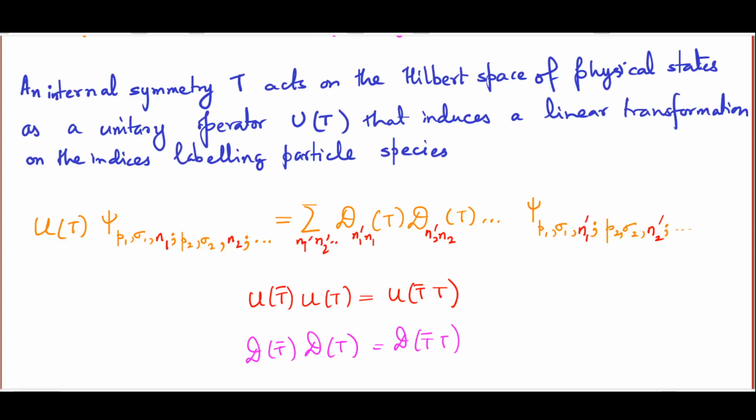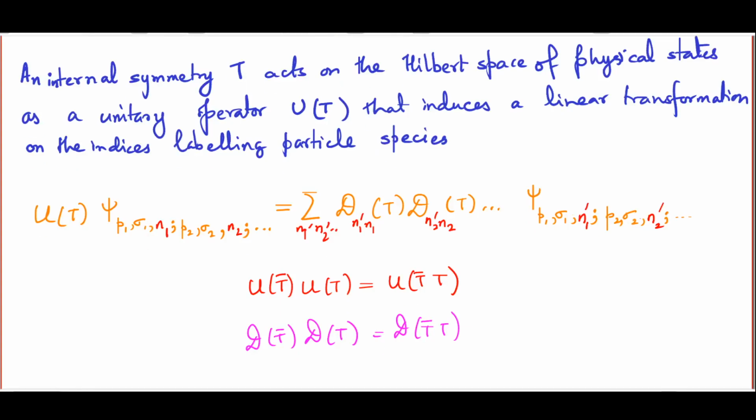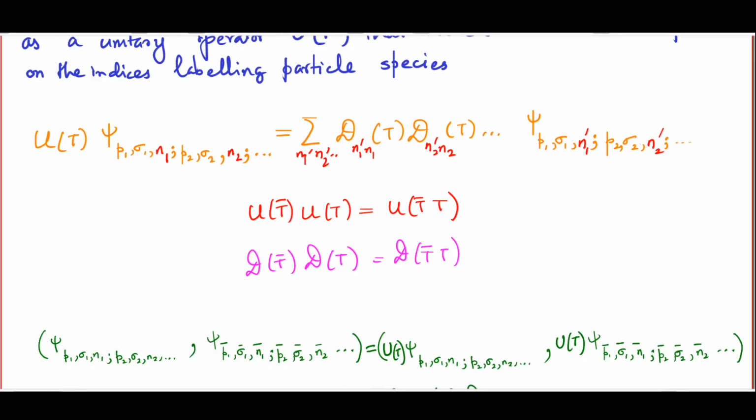Another important consequence that follows immediately from the fact that U of T is a unitary operator is the following. If you take the inner product of two different particle states with different particle labels, p1 sigma1 n1, p2 sigma2 n2 for one, and p1 bar sigma1 bar n1 bar, p2 bar sigma2 bar n2 bar for the other, this particular inner product must be the same as the inner product that you get when you apply U of T on both of these two states. That's simply a consequence of the fact that U of T is unitary.